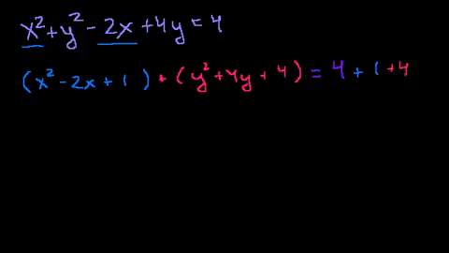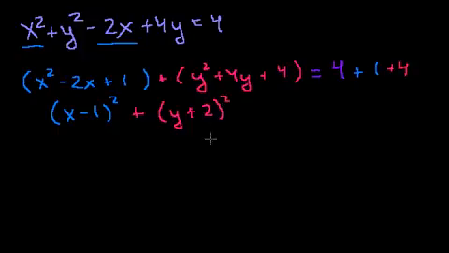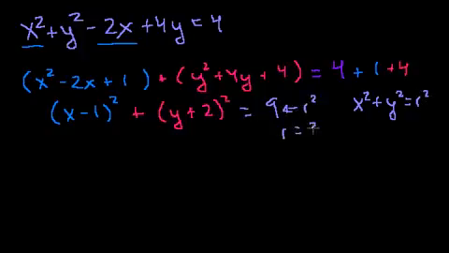And so this becomes x minus 1 squared plus y plus 2 squared is equal to 4 plus 1 plus 4, which is equal to 9. And there you have it. We have it in the standard form of a circle. You remember that if a circle is centered at 0, the standard form would be x squared plus y squared is equal to r squared. So this is r squared, this is the radius squared. So that tells us the radius of the circle is 3.